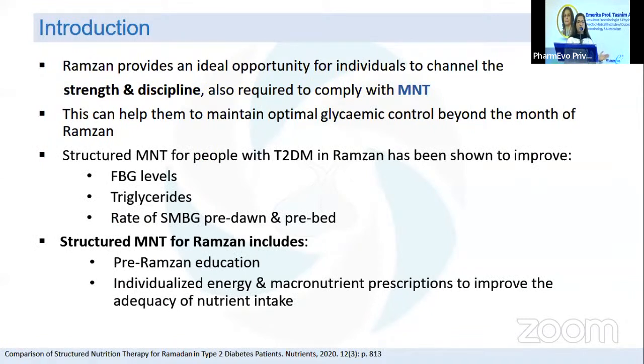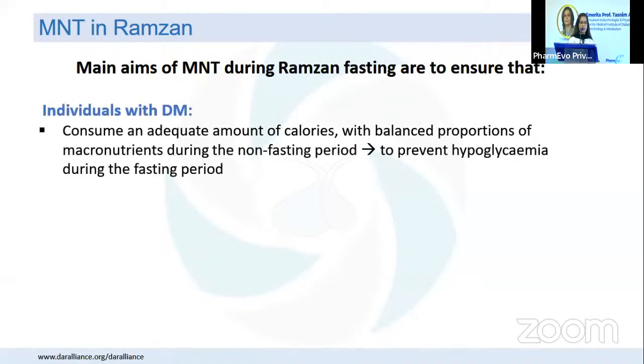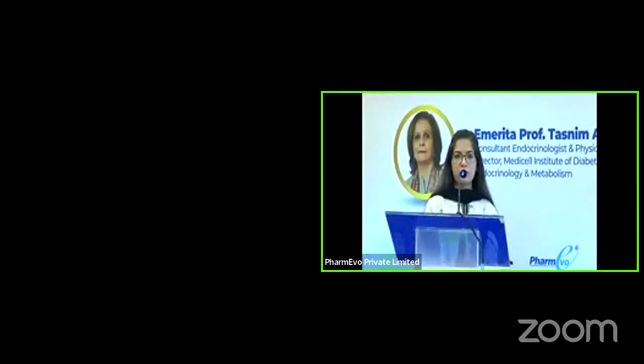Many diabetes-related risks can be minimized through proper nutrition, like hypoglycemia, hyperglycemia, dehydration, especially when fasting hours are longer and in hot climates, weight gain, electrolyte imbalances, and acute renal failure, especially in the elderly and those having impaired kidney function.